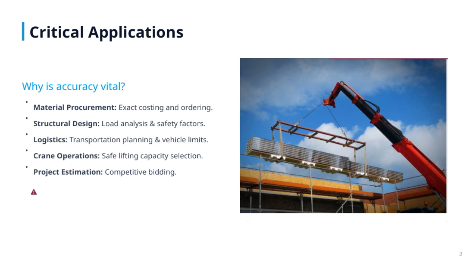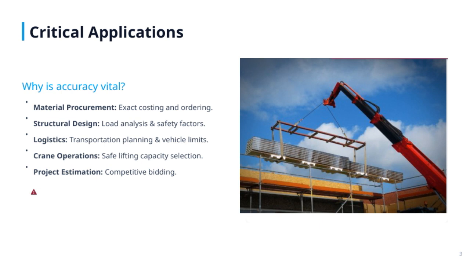Structural design involves thorough load analysis and applying appropriate safety factors to protect both the structure and the workers. Material procurement is another critical area. Accurate costing and precise ordering help us stay within budget and avoid shortages. So, why is accuracy so vital? Because in critical applications, even small errors can lead to costly mistakes or safety risks.